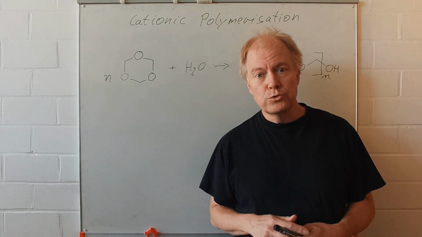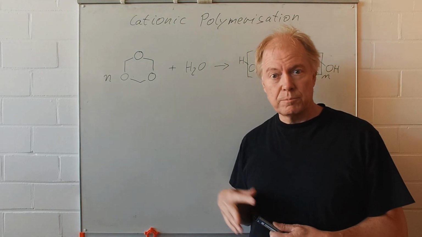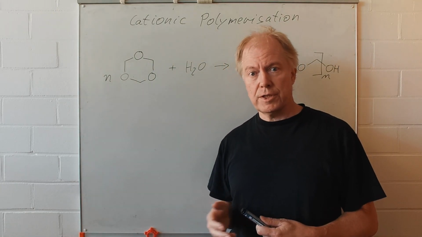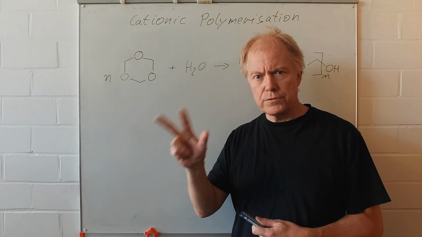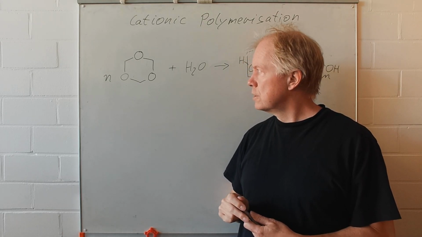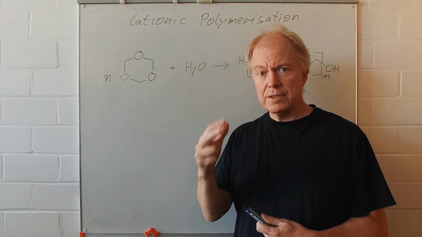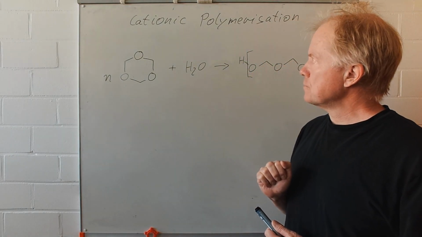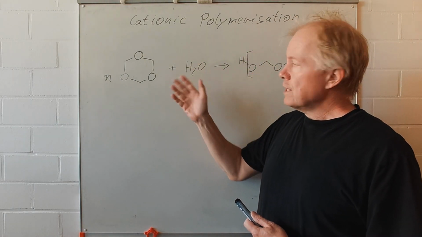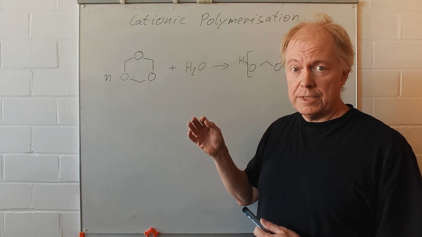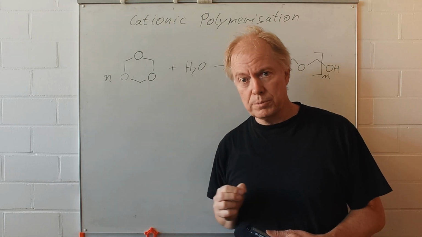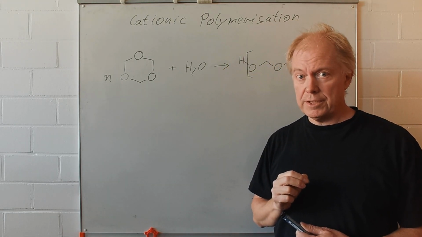In today's tutorial we will discuss the polymerization of this molecule. It's trioxane, a 6-membered ring with 3 oxygens. It is the cyclic trimer of formaldehyde. Actually, it is a case of a cationic polymerization, a ring opening cationic polymerization.